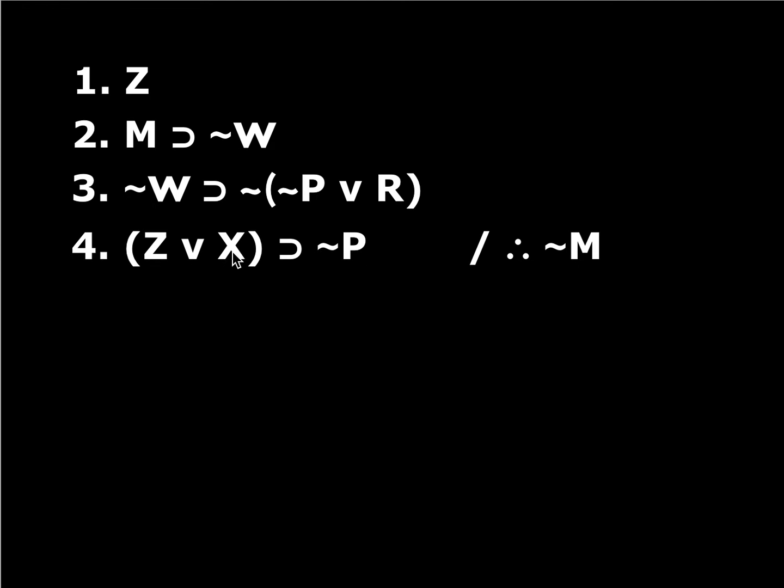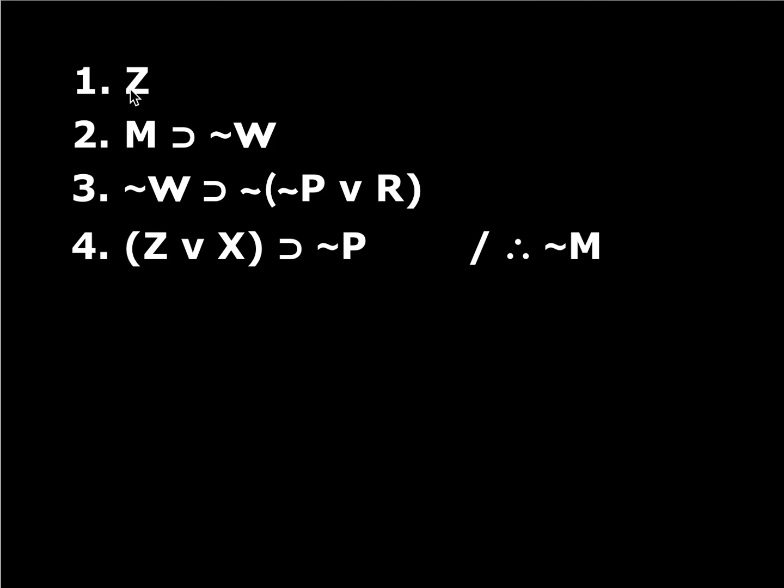How can I get z or x? Well look, z is here, so I could just use DI to get z or x. So what I've done there is I've just strategically worked backwards from the conclusion all the way back to something that I already was given as a premise. So now what I'm going to do is, if you didn't follow what I just said, don't worry about it. I'm going to do exactly what I just said, only I'm going to work forward.